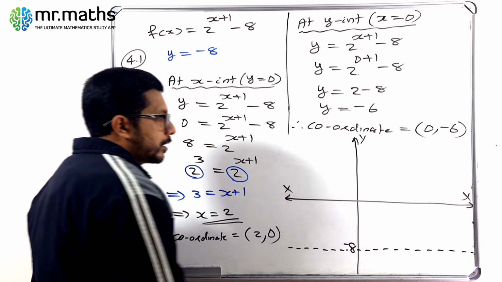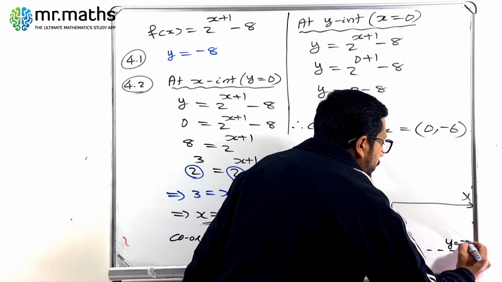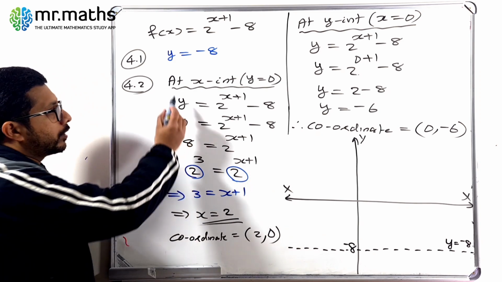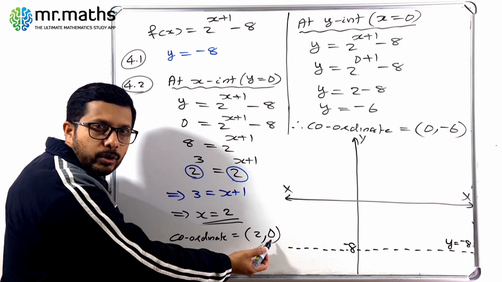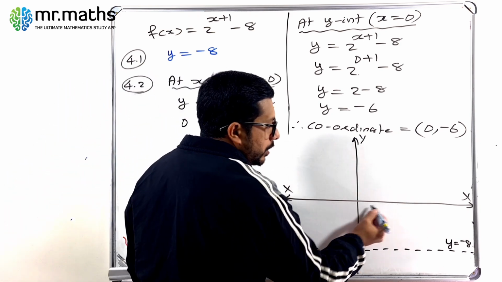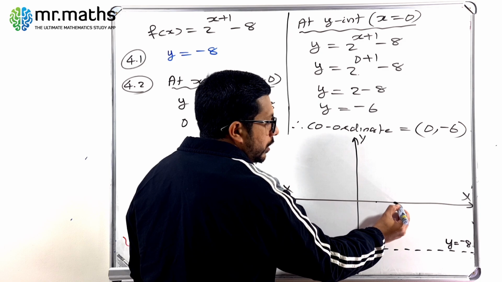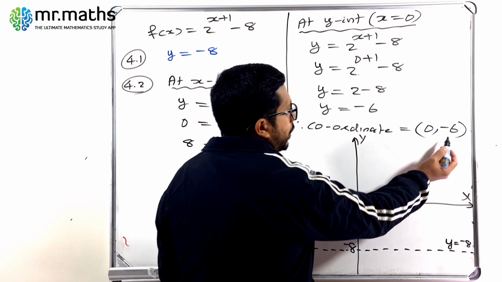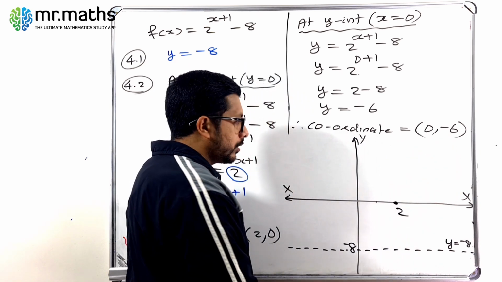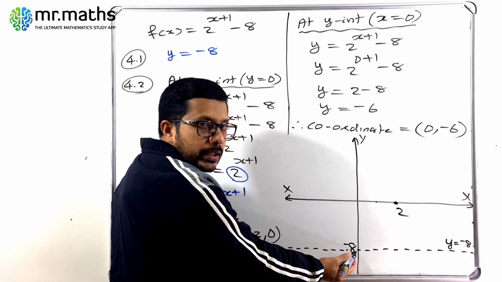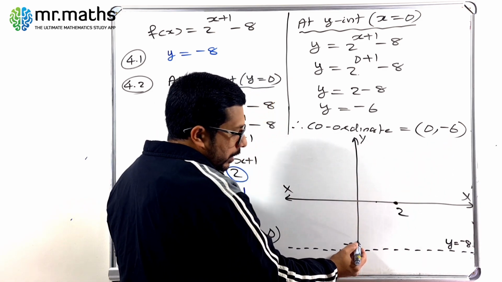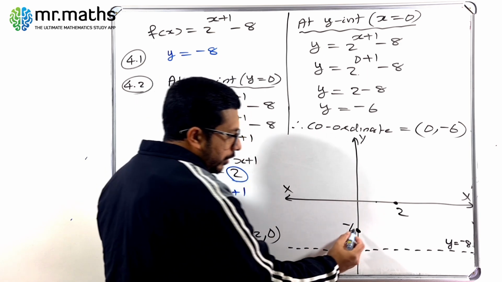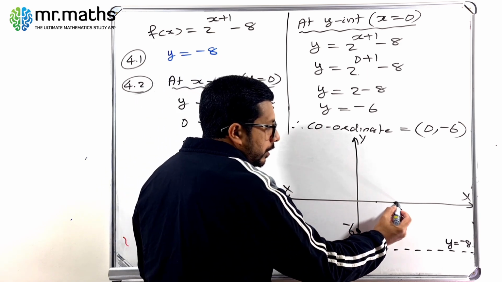Okay, so that is the asymptote. It is better to write here y is equal to minus 8. Now let's plot the x-intercept and y-intercept. The x-intercept coordinate is 2 comma 0: this is 1, this is 2. The y-intercept coordinate is 0 comma minus 6. This is y minus 8, and here y is minus 6, somewhere here, between minus 7 and minus 6. So this is the y-intercept and this one is the x-intercept.